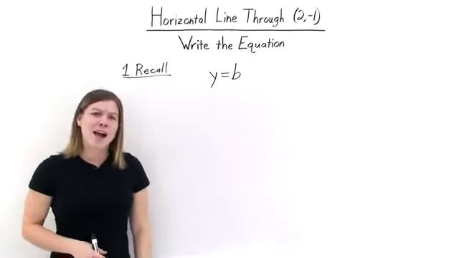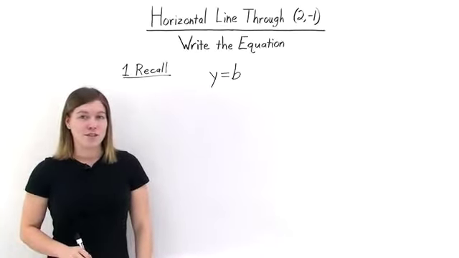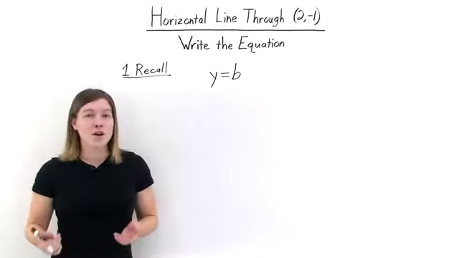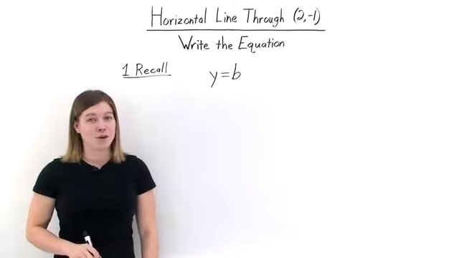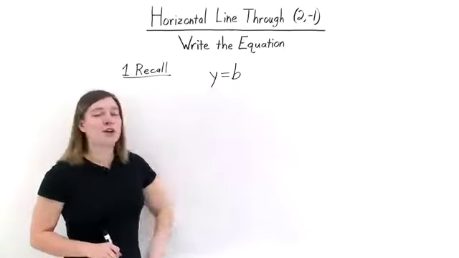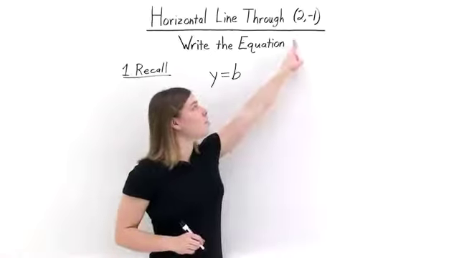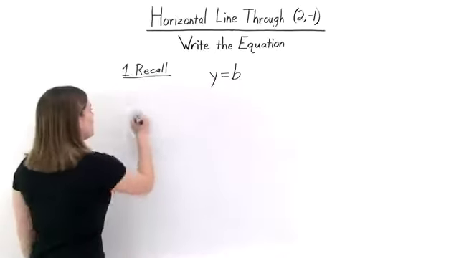Notice, there's no x in this equation. That's because we're working with a horizontal line. With a horizontal line, the only coordinate that matters is the y-coordinate. The x-coordinate doesn't matter. So, all we need to do to get our equation is to figure out what b is. Well, in our problem, we've been given the point (2, -1).